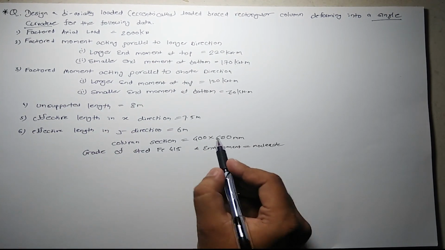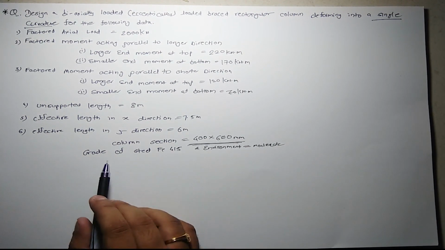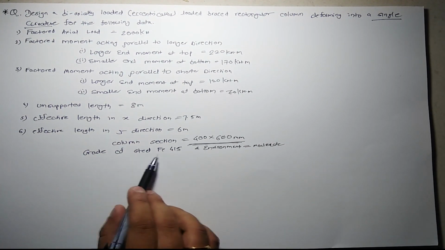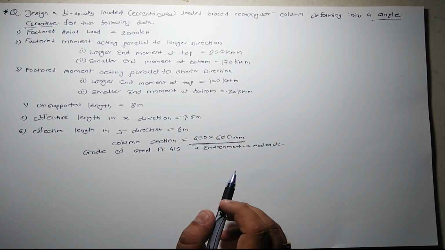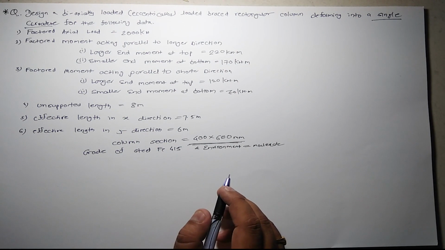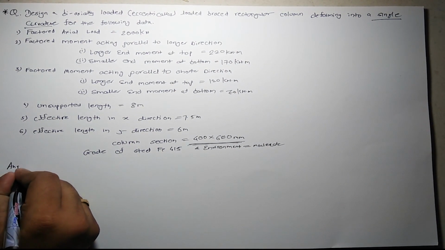Column section is given as 400 by 600. Grade of steel is 415, and environment is moderate. So this is the given data we have, and now we will try to design.